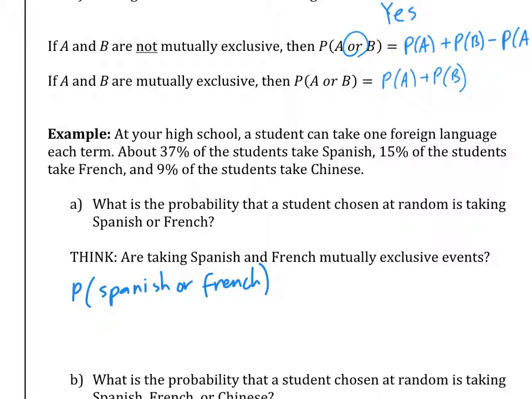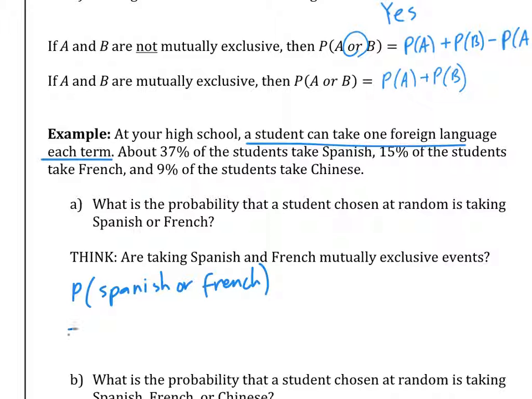Okay, French or Spanish, are they mutually exclusive? Raise your hand if they are mutually exclusive. Raise your hand if they're not mutually exclusive. Okay, they are mutually exclusive because this says at the beginning that they can only take one foreign language each term. So you cannot take both at the same time. So they are mutually exclusive.